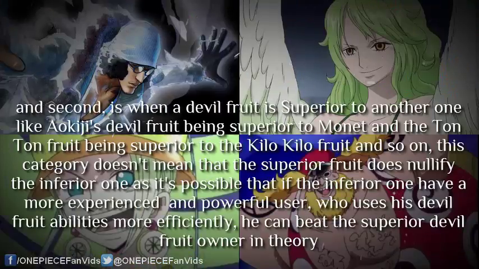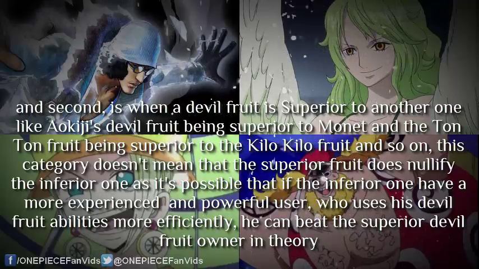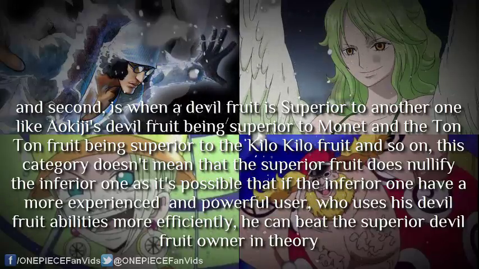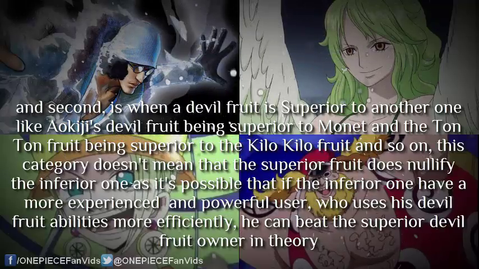And second, is when a devil fruit is superior to another one, like Aokiji's devil fruit being superior to Monet's, and the Ton fruit being superior to the Kilo fruit, and so on. This category doesn't mean that the superior fruit nullifies the inferior one, as it's possible that if the inferior one has a more experienced and powerful user, who uses his devil fruit abilities more efficiently, he can beat the superior devil fruit owner in theory.